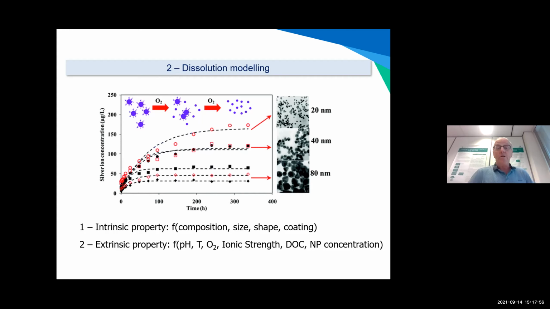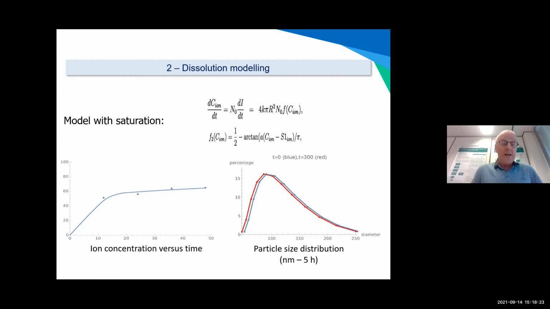And what is shown here is an example out of literature where the dissolution of silver nanoparticles was measured as a function of time. And what you can see here is the impact of size, with the smallest nanoparticles overall having the highest extent of dissolution after a given period of time. And in this case, the experiment was run for more than 300 hours. And the data that are generated can be used to mathematically model the rates of dissolution.